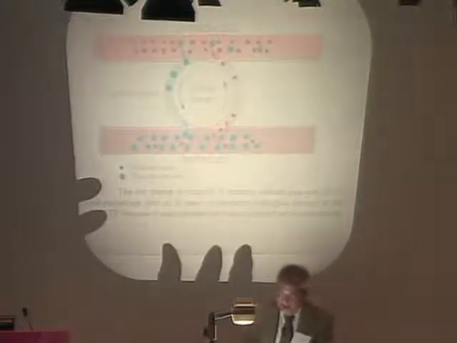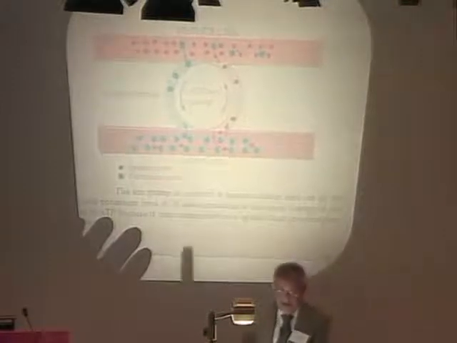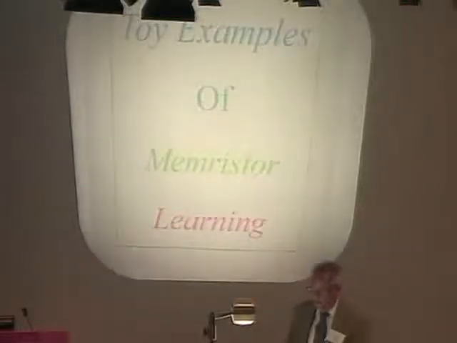This is the potassium-sodium pump that uses ATP. So ATP is the energy currency in that sense. So I've just shown you the first part of my talk, that memristors are, in fact, the building blocks of both the synapses and the axons, and therefore our brain. Okay, so for the rest of my talk now, I want to start to show you what I call toy examples of memristor learning.